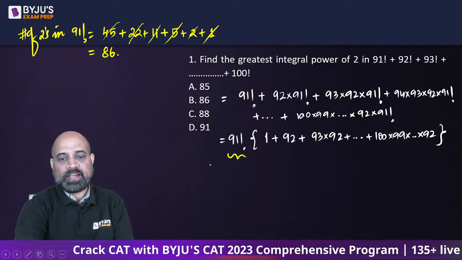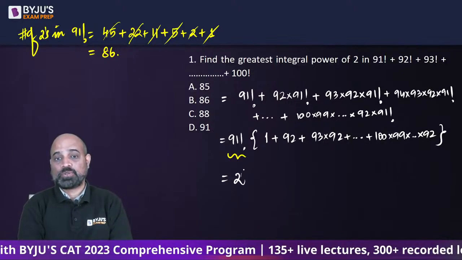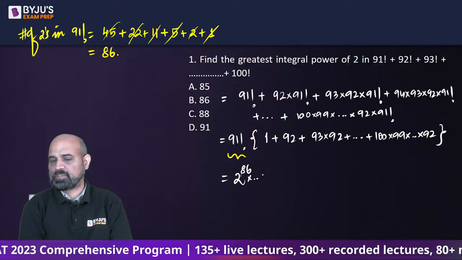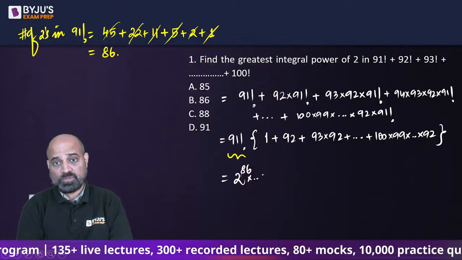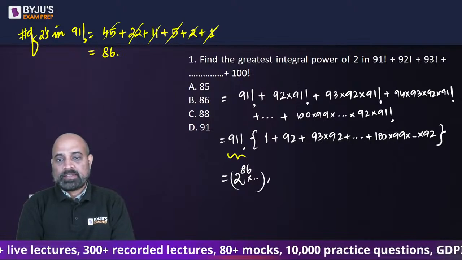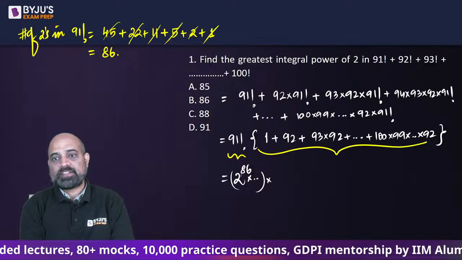So we can rewrite the first term as 2 to the power 86 into something. And the other values are going to be odd because the only prime number which is even is 2, right? Then we will have to calculate the number of 2's in the second term.